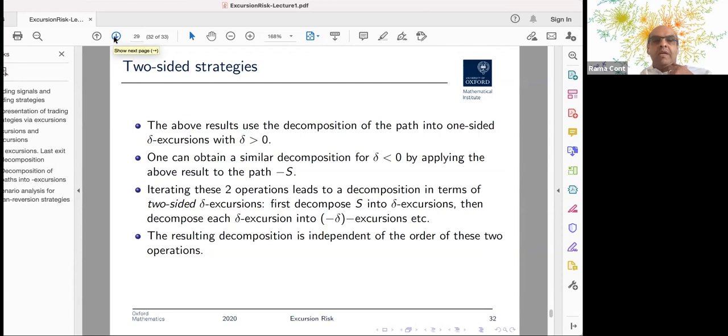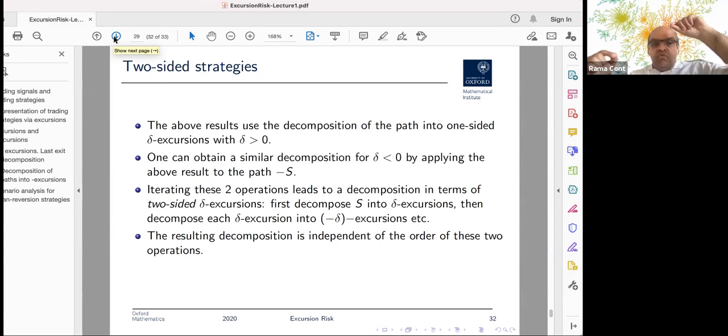There's nothing special. For two-sided, it's a little bit more subtle, because you can have minus delta excursions within a delta excursion. So you go from zero to delta, then from delta to zero. In the second phase, you're above zero when you go from delta to zero, so obviously in the second phase you cannot reach minus delta. But in the first phase, when you go from zero to delta, you can go to minus delta and come back. So the first phase can contain minus delta excursions.